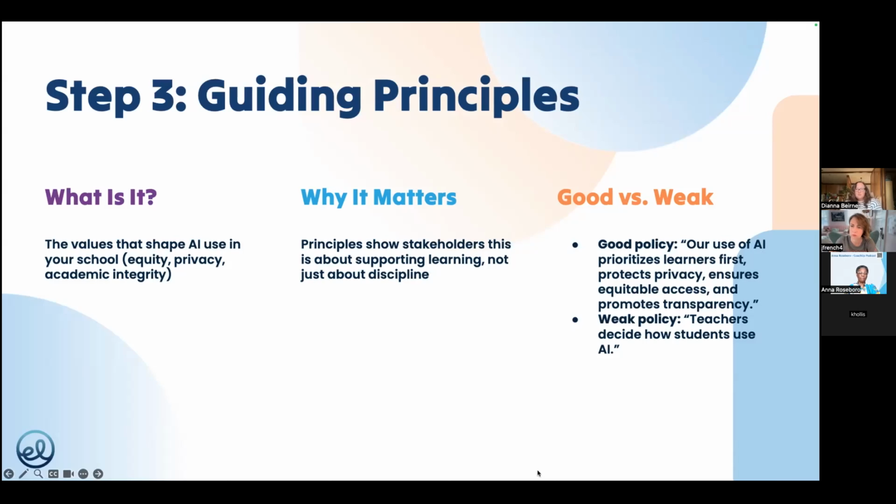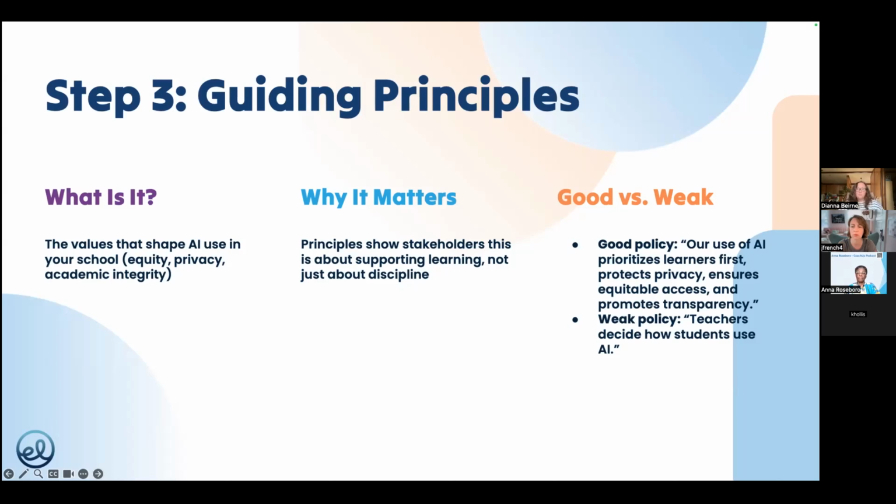Now, the guiding principles are step 3. The guiding principles are essentially the values that shape AI use in your school. Think about equity, privacy, transparency, academic integrity, AI literacy. And this matters because the principles show stakeholders that this isn't just about discipline, it's about supporting learning in line with school values. You might say, our use of AI prioritizes learners first, protects privacy, ensures equitable access, and promotes transparency. Where a weak policy might say teachers decide how to use AI.